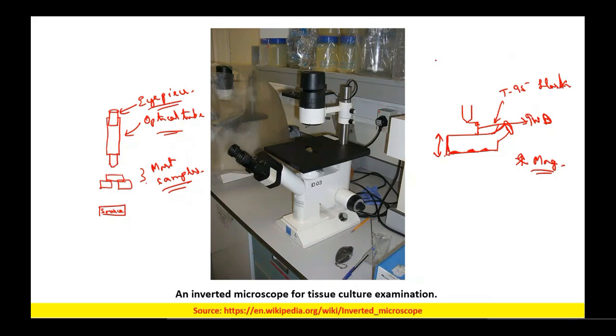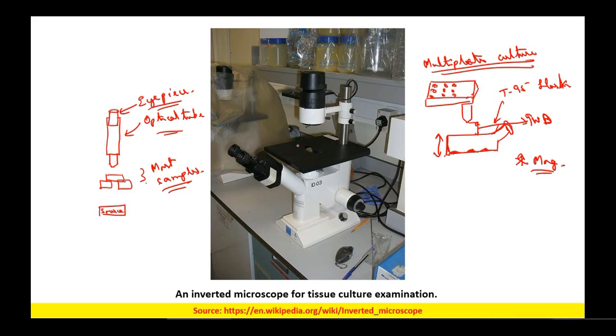Say, for example, if you have a multiplate culture system where you have 96 wells, there will be a plate with wells, and within those you culture the mammalian cells. Over there also you will not be able to use the normal bright field microscope.